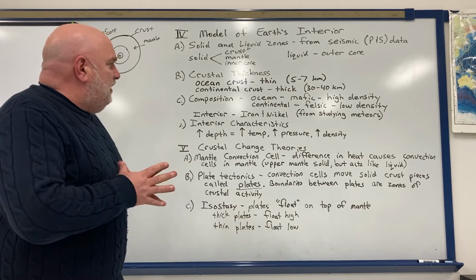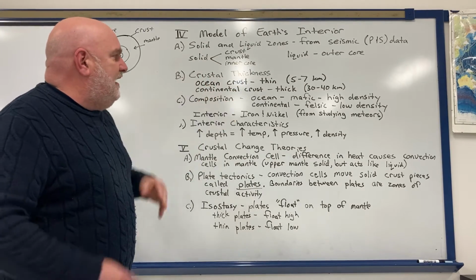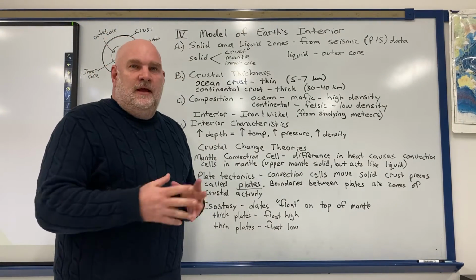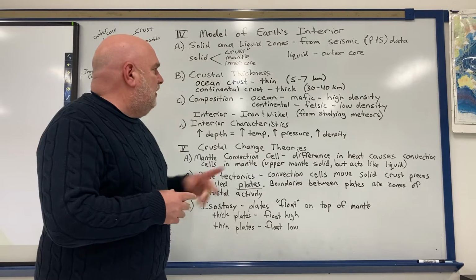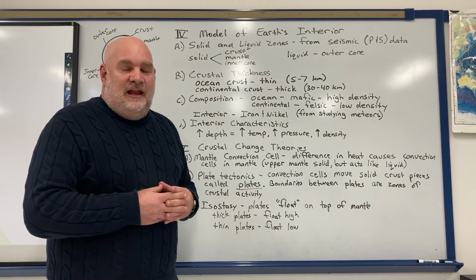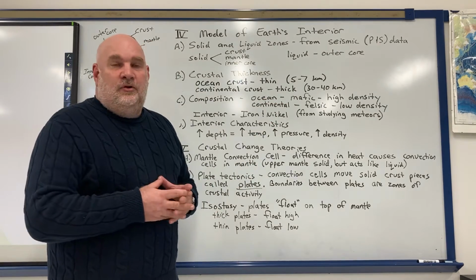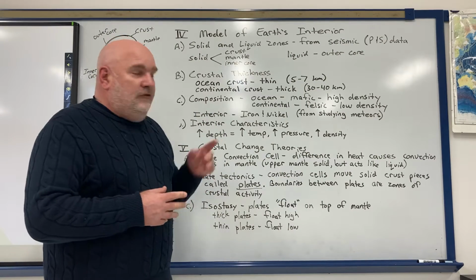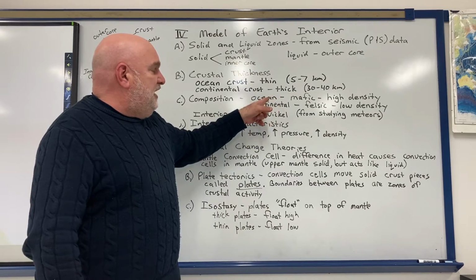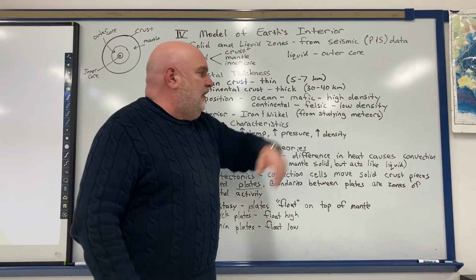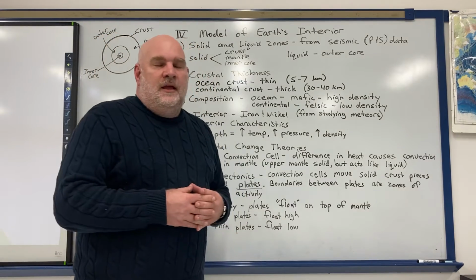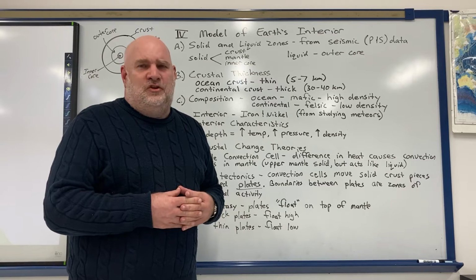As far as the composition goes, ocean crust and continental crust are made out of different stuff. Ocean crust comes from mafic magma or mafic lava, where continental crust comes from felsic. And that has a different set of elements in it. Mafic minerals have a lot of iron and magnesium in them, where felsic ones have lots of aluminum and silicon. And the result is mafic or oceanic crust is higher in density, continental crust is lower in density. The oceanic crust has a density of around 3 grams per cubic centimeter, while continental crust is about 2.7 grams per cubic centimeter.